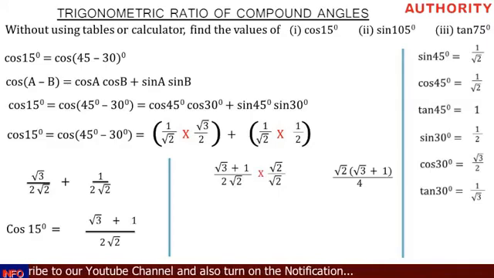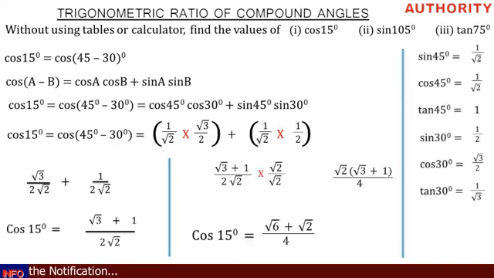Now in our numerator, let's open the bracket. We're going to use √2 to open the bracket. So when you say √2 times √3, it's going to give you √6. Then when you say √2 times 1, it's going to give you √2. Then we have all over 4. Therefore, cos 15 degrees is equal to (√6 + √2) all over 4.